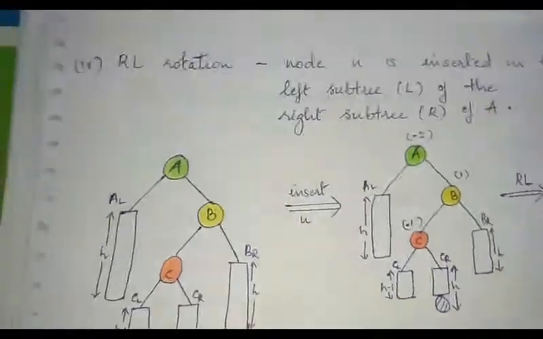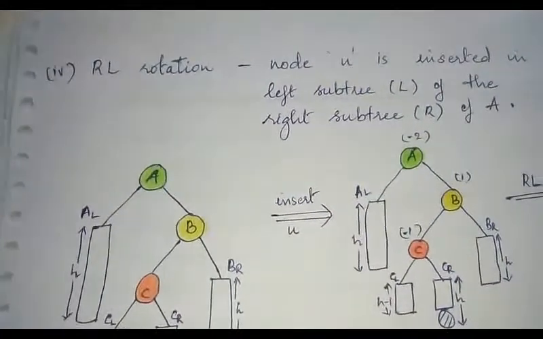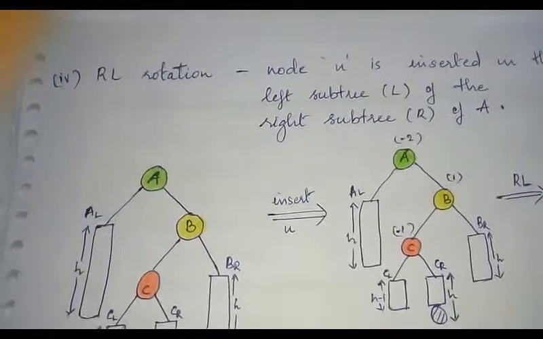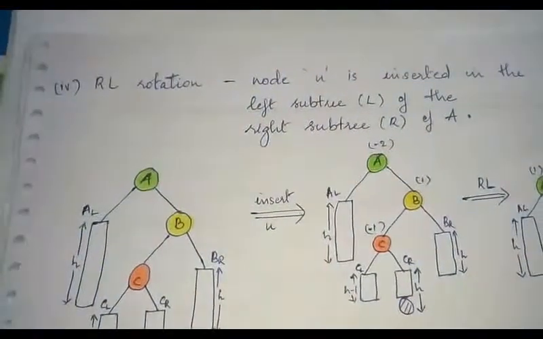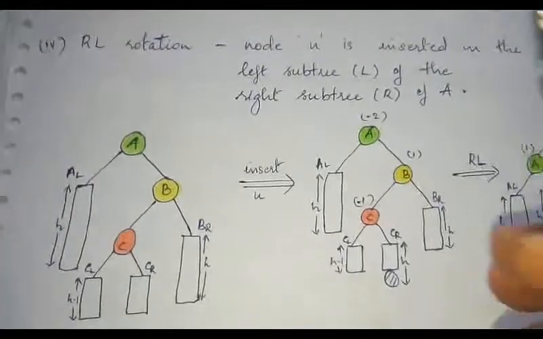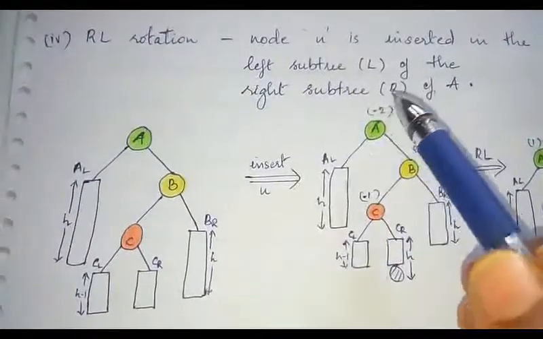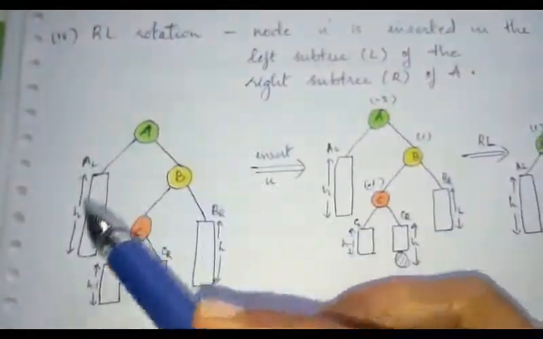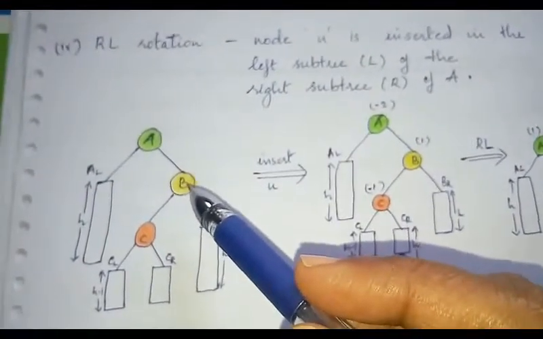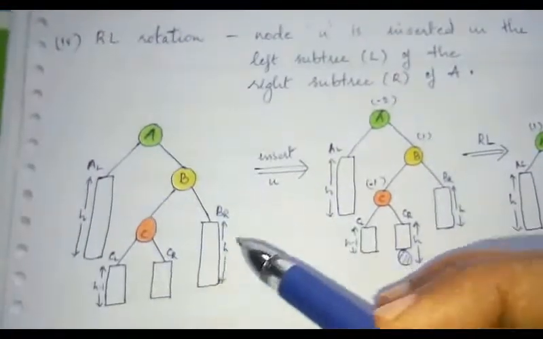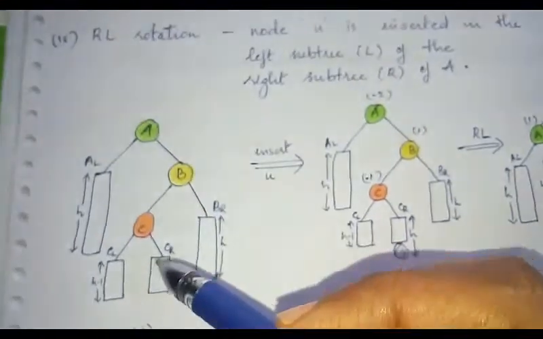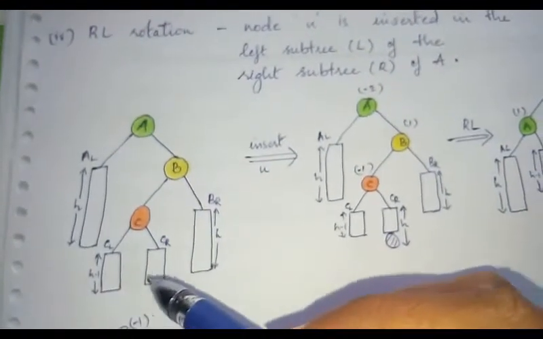The fourth type of rotation is RL rotation. That is, RL rotation is performed when a node U is inserted in the left subtree of the right subtree of A. So if this is the tree, then when U is inserted to the left subtree of the right subtree of A, left of the right of A, U will be inserted to either CL or CR.